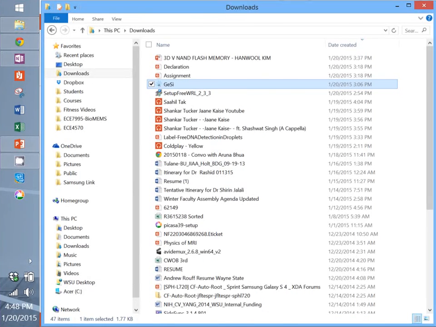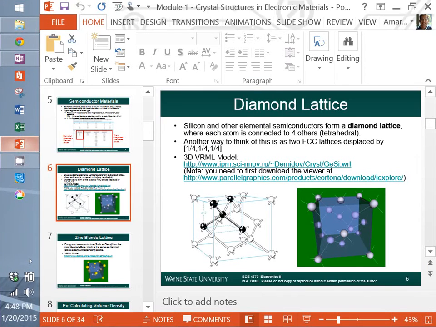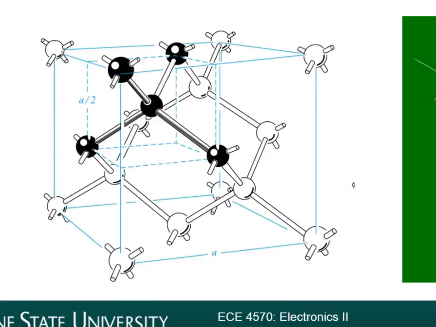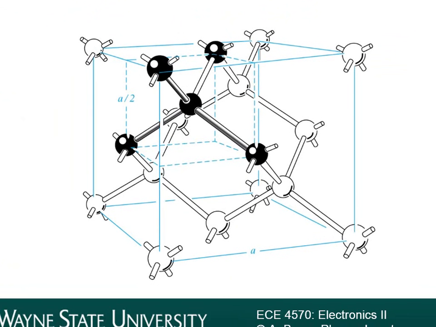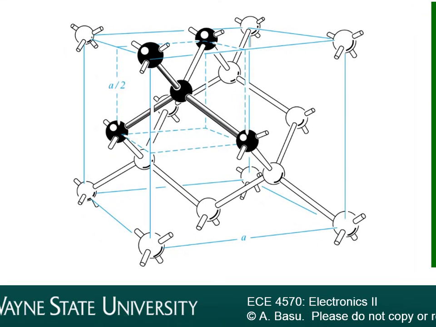Let's see where the PowerPoint is. There we go. And if we look at this one also, we'll see that there are four internal atoms. This one here, this one here, then we have this one here, and this guy over here.